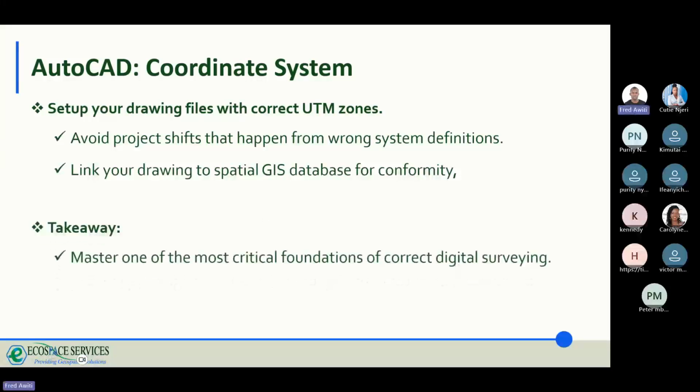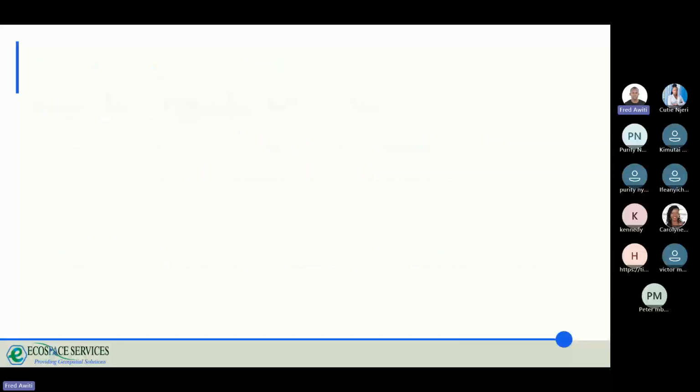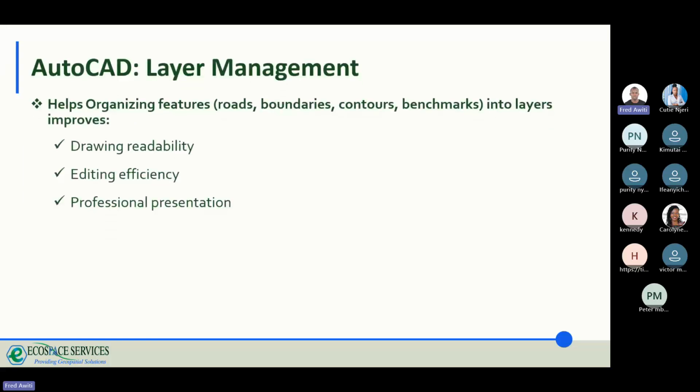The takeaway to this is that you master most of the critical fundamentals for digital surveying. This is very key. In CAD drawing, this is one of the key things that somebody should be able to know. Apart from just that, there's another one called layer management. We are used to bringing, of course, I'm making this reference to the people that I've trained, people that I've worked with, we're used to bringing our cards, our data, especially surveyors.